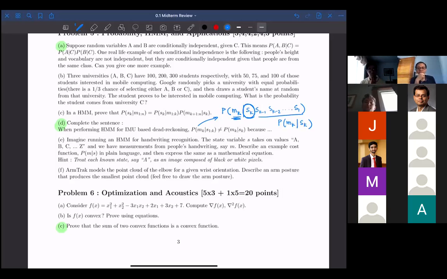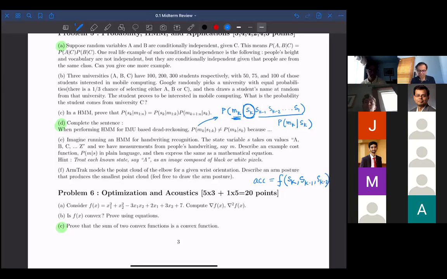But what happens with IMU? You can't just teleport from one location to another, right? Remember, IMU is an inertial sensor, right? So my measurement, which is acceleration or gyroscope, my acceleration is a function of what all? SK, what else? SK minus 1 and SK minus 2.